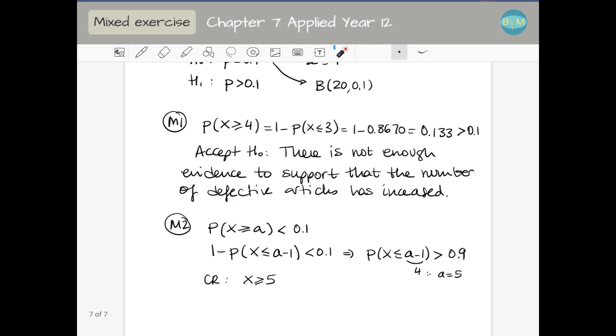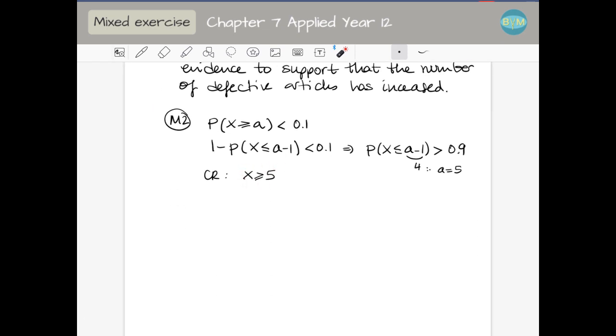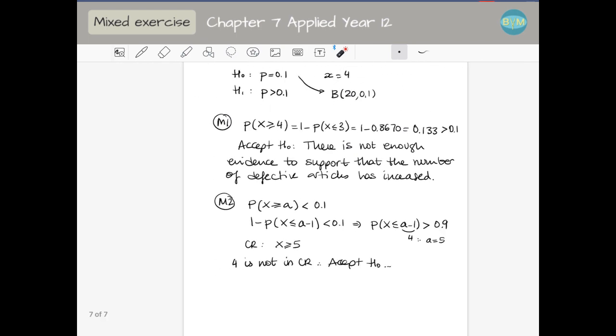The observed value is 4 articles. So 4 is not in the critical region. Therefore, I have to accept H0 and all that. Yeah, so I'm going to write the same sentence. It's up to you which method you use. Yeah, and that's all with this question.